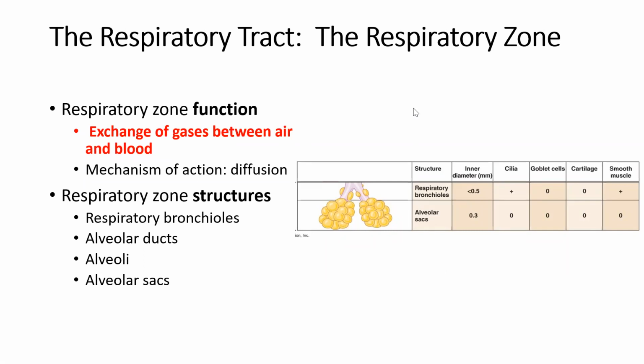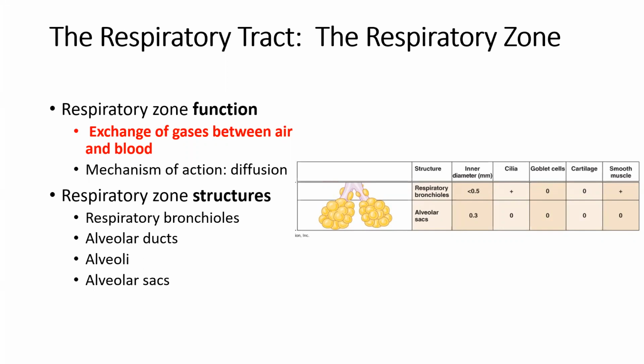The respiratory zone here. This is kind of where the magic starts, right? The actual process of exchange of gases. And so we're seeing gases move in both directions. So don't forget that we've got oxygen moving into our capillaries, CO2 moving into the alveoli, that exchange of gases, right, moving in both directions. And this is really where we see this happening via diffusion.